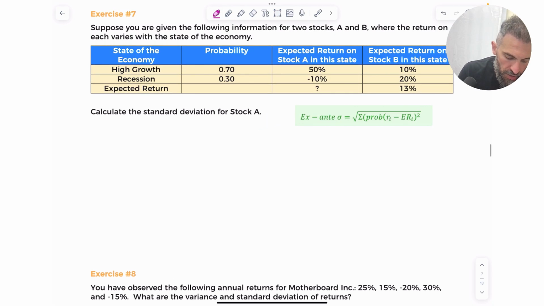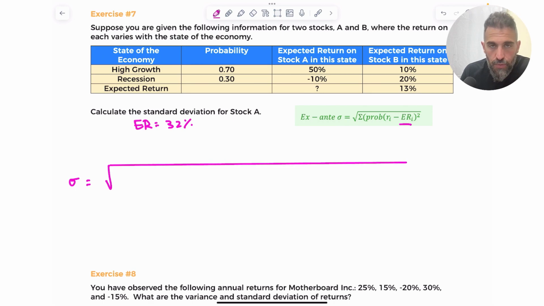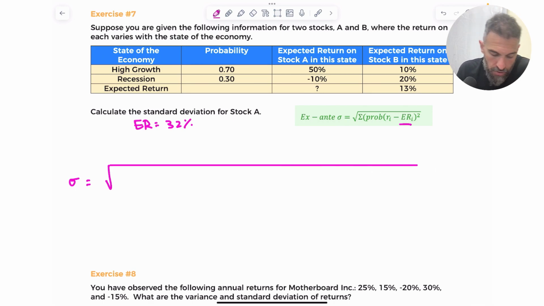So we already know the expected return because we just calculated it. It was 32%, and you need that here. So I'll show you how to use this formula. The standard deviation is the big square root. Remember your stats: without the big square root, what you're finding is the variance. By putting the square root, you're finding the standard deviation.